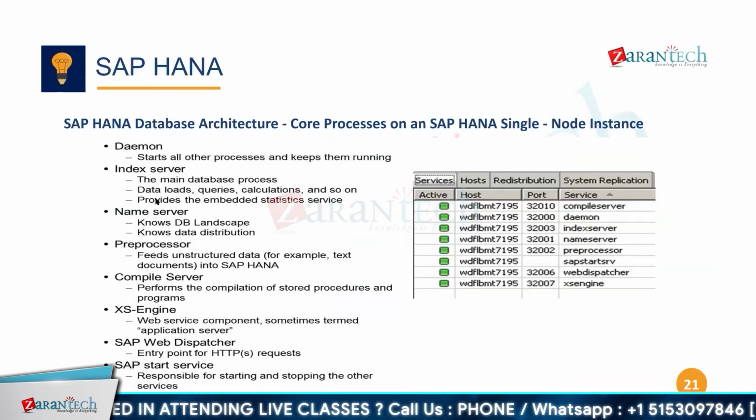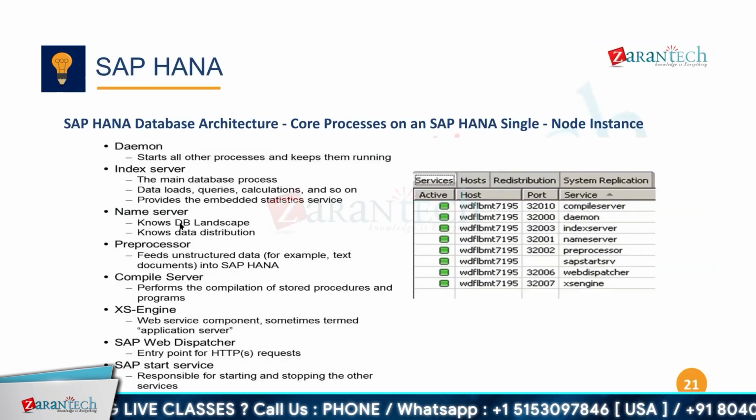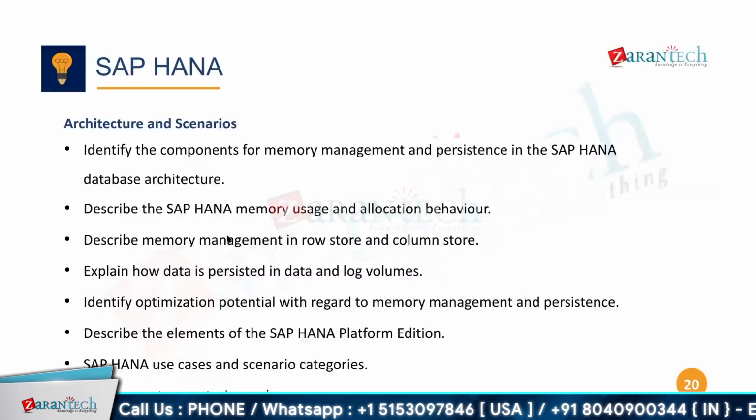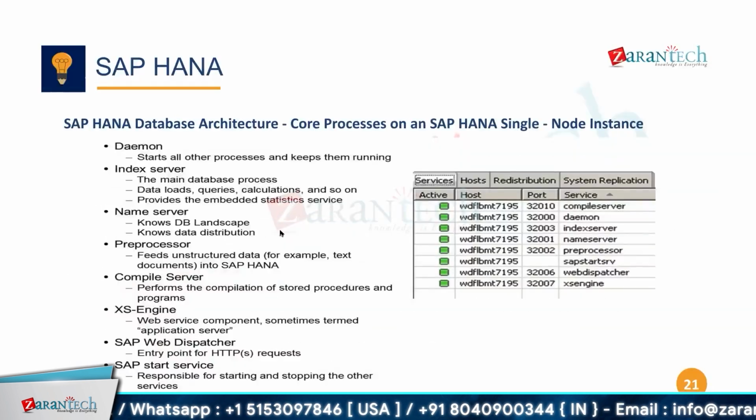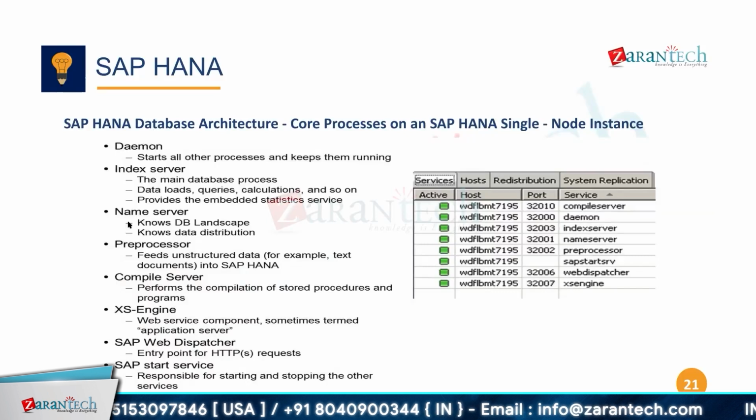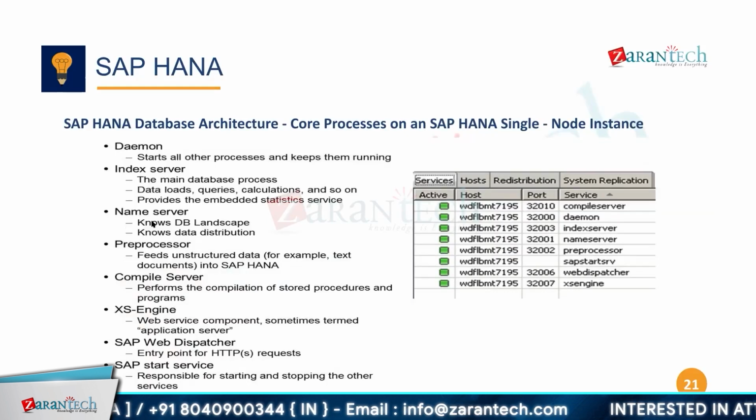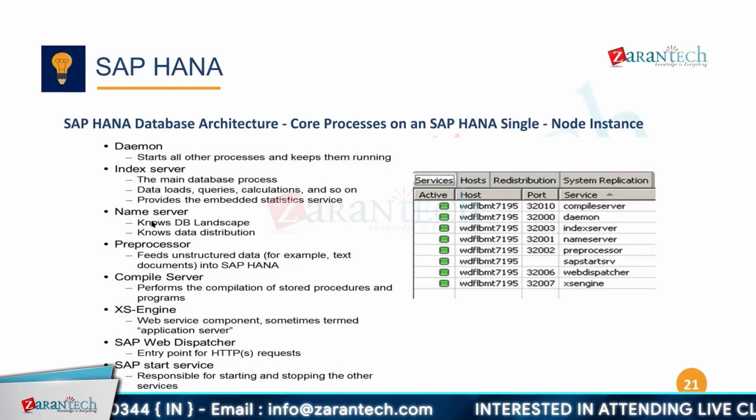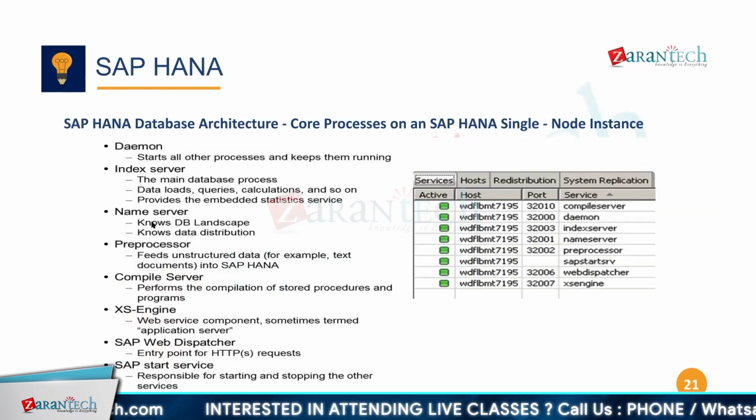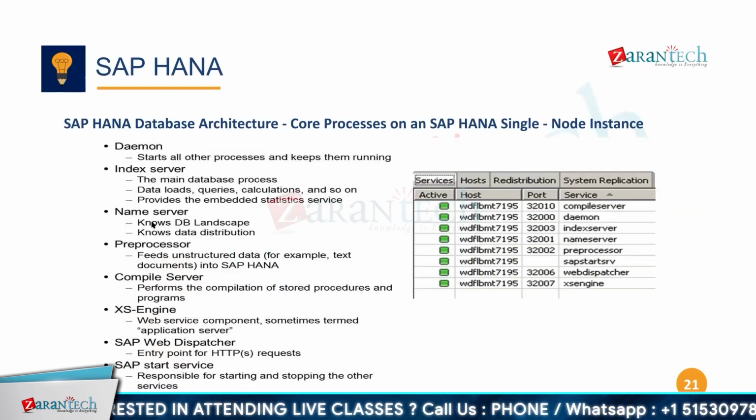The name server knows the DB landscape and the data distribution. It just understands the landscape. What do I mean by landscape information? Whether my system is a single-host or a multi-host database, what my master node is, what my slave node is, whether a DR scenario is available, and what the high availability is. That kind of information is available in the name server.